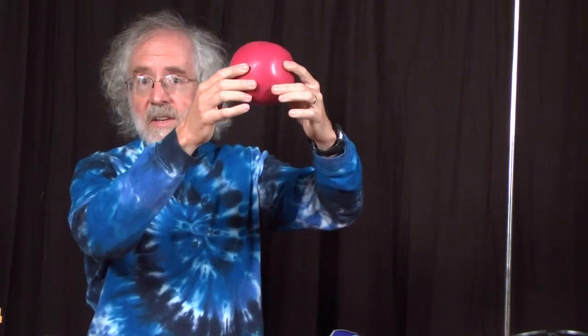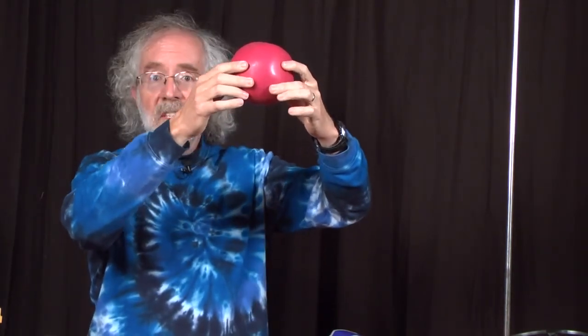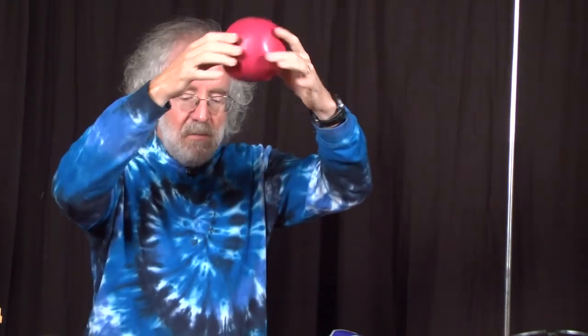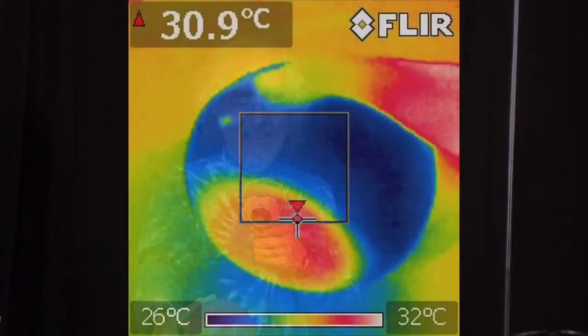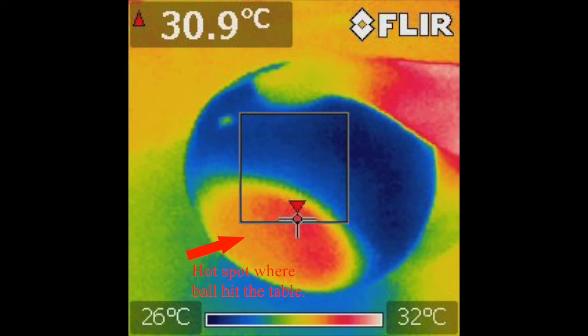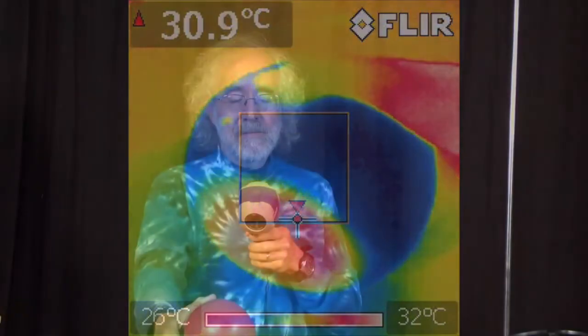Now, I'm going to raise the ball up in the air. It's got gravitational potential energy. As it falls, it turns into kinetic energy. And when it hits the board, let's take a look with the thermal camera. And what we see is the bottom of the ball is warm. So the kinetic energy turned into thermal energy. The bottom of this ball where it hit the board is perceptibly warm. So the energy wasn't lost, it's just in the form of thermal energy in the ball.